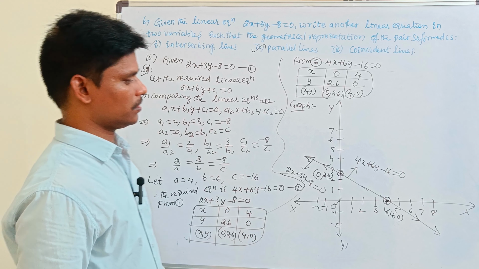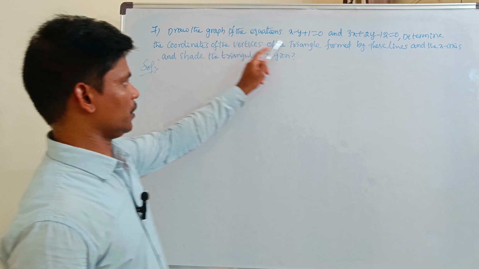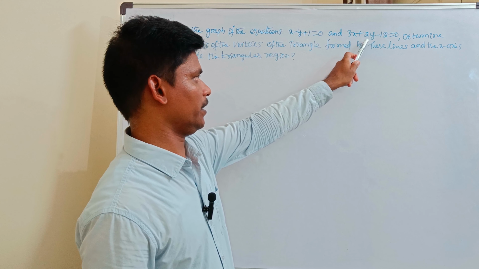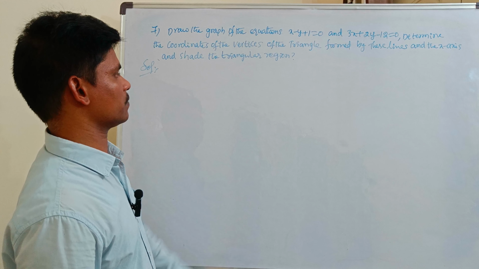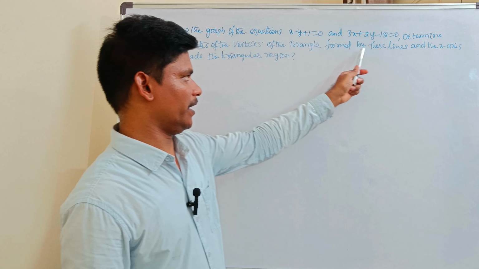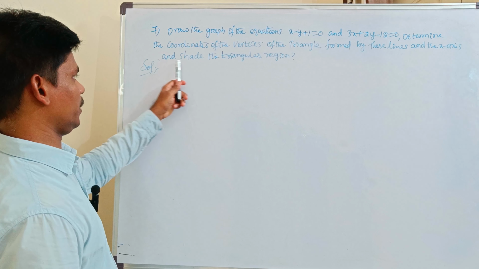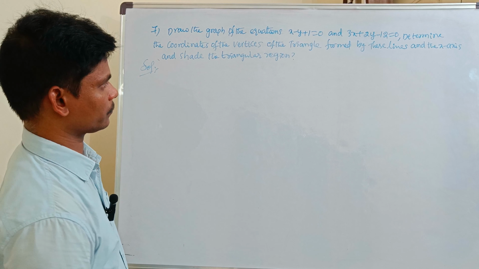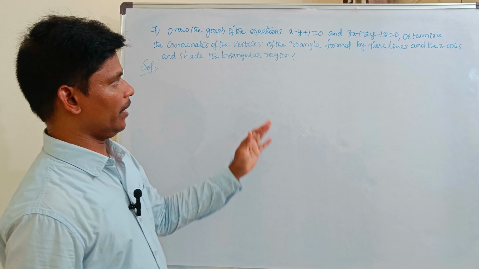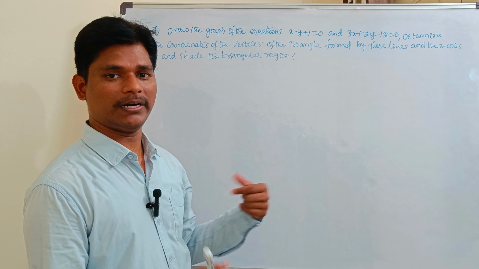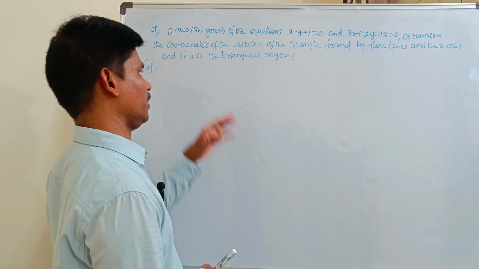So this is the sixth question. Next, the seventh question. Draw the graph of equations x minus y plus 1 equal to 0 and 3x plus 2y minus 12 is equal to 0. Determine the coordinates of the vertices of the triangle formed by these lines and the x-axis, and shade the triangular region. So here the two equations are given. Those two lines are intersecting and form one triangle; find out the vertices of that shaded region of the triangle.